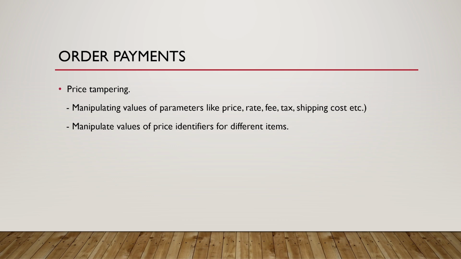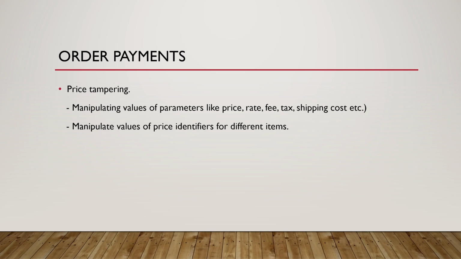Manipulate values of price identifier for different items. For example, there are some applications where, when you try to purchase an item and intercept the request on a payment page, it does not reflect a price parameter. For example, if there is an item of 100 rupees, I'm expecting to intercept the request and see a parameter price equal to 100.